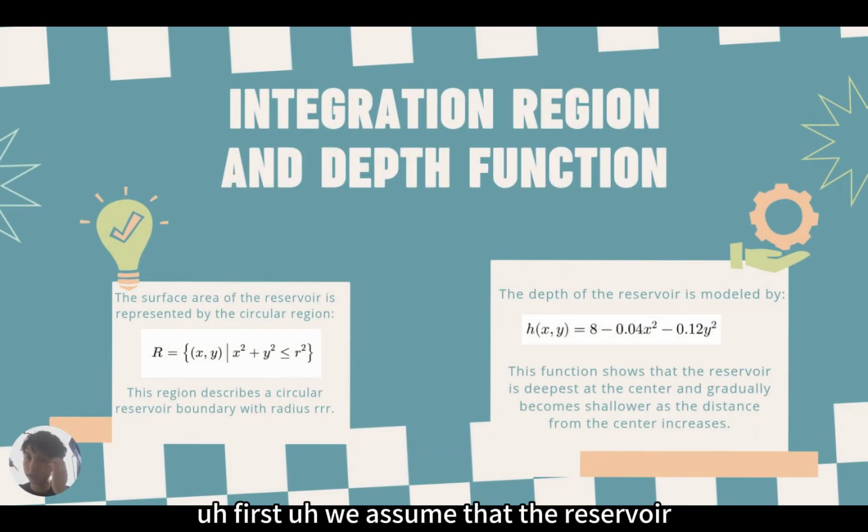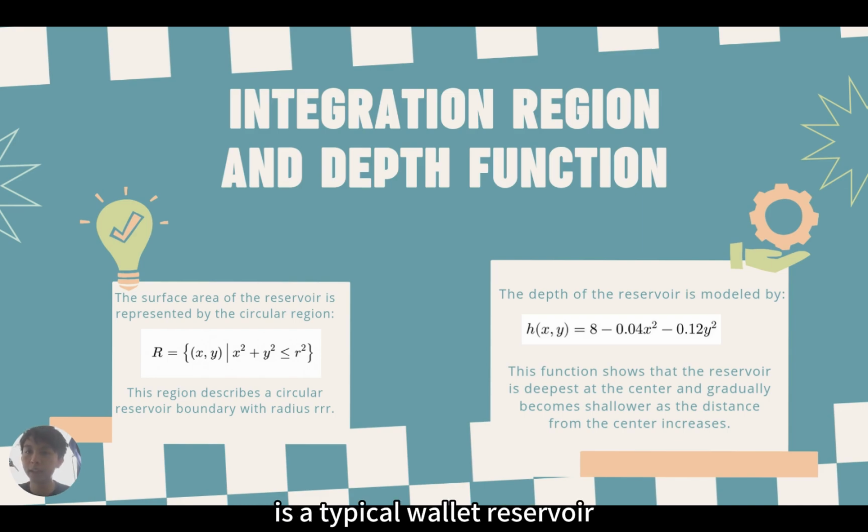First, we assume that the reservoir is a typical valley reservoir. This means the reservoir is located between two mountain slopes. The center part is deeper, while the areas near the edge are shallow. This assumption matches many real reservoirs and helps us describe the depths more clearly.